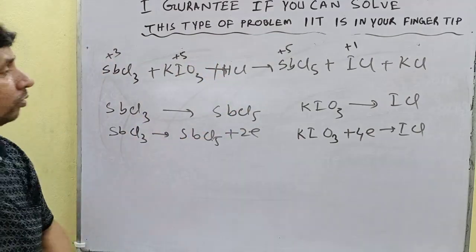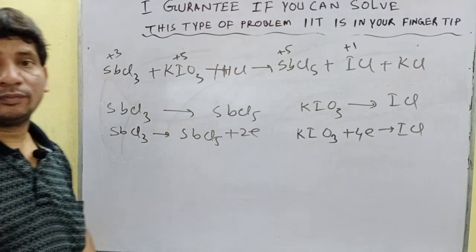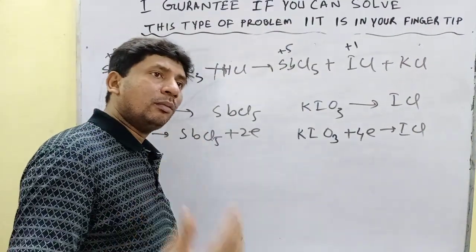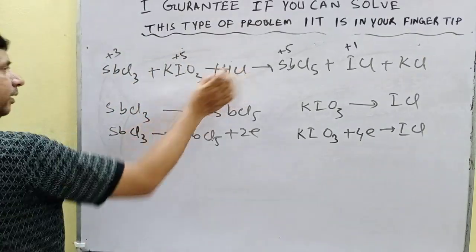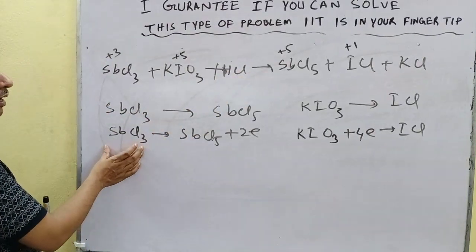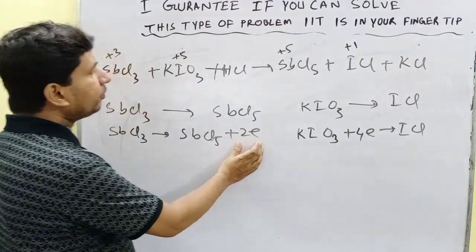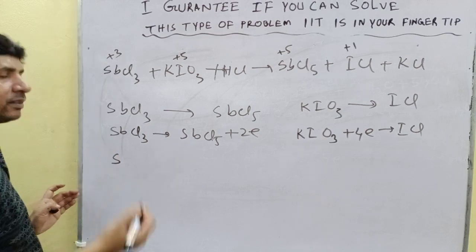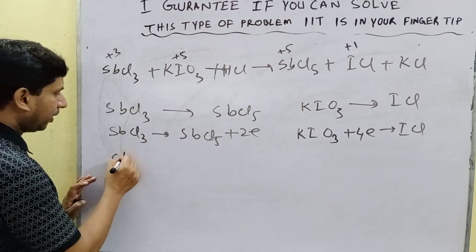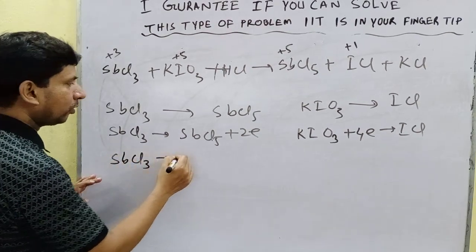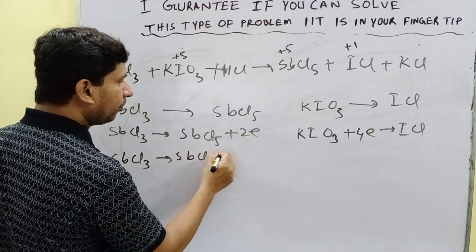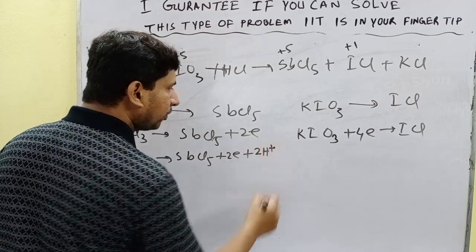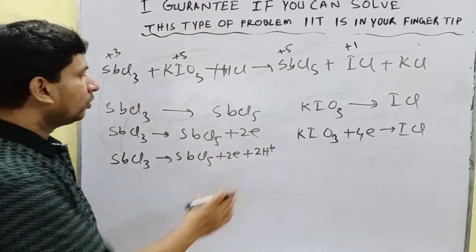So since it is acid, we can balance it first with H plus. There is no charge on the left and a two negative charge here, so we should add H plus to balance the charge. HBrCl3 goes to HBrCl5 plus 2 electrons, so plus 2 H plus must be added in the right hand side to balance the charge.